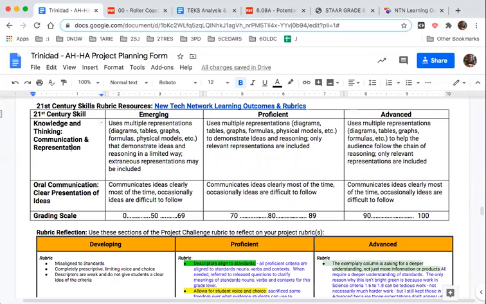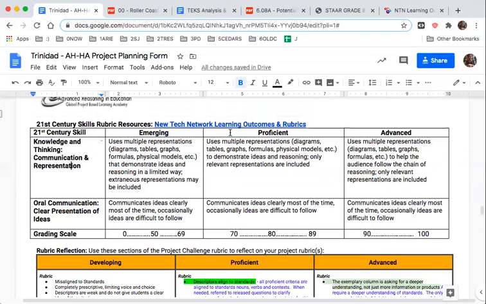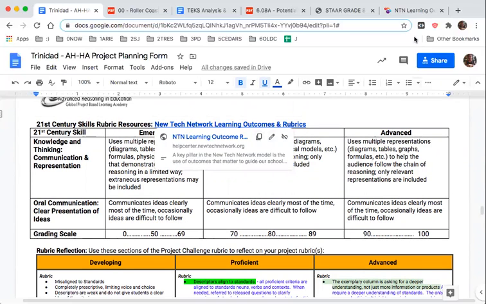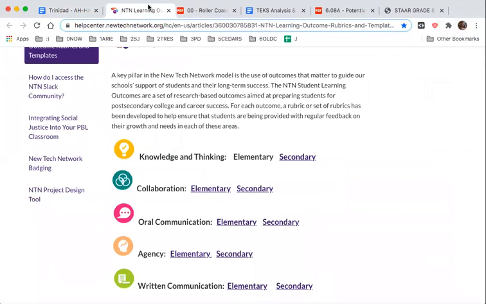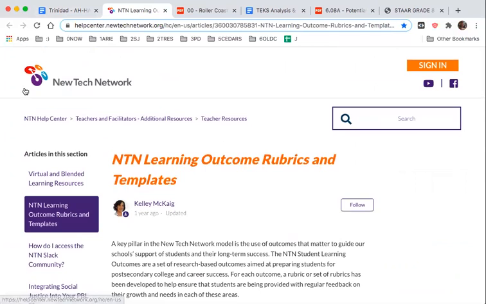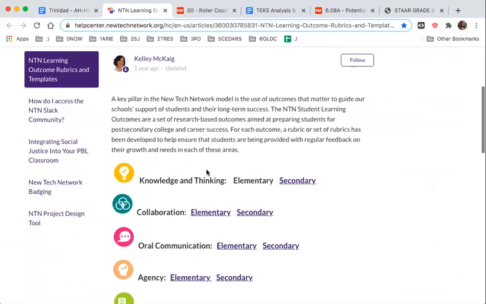So when I'm doing this, one bit of advice, because we're very busy people, is don't reinvent the wheel. There are a lot of rubric resources online. In your actual project planning form, there's a link to the rubrics that I use. I'm not saying you have to use these. The reason why I use these is because my school belongs to this network, so our grading system is tied into these rubrics. In your district, you may have your own district rubrics that go with this.